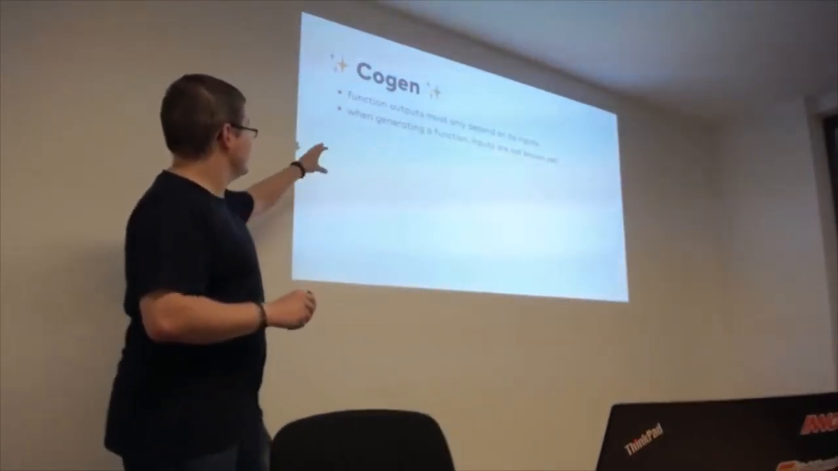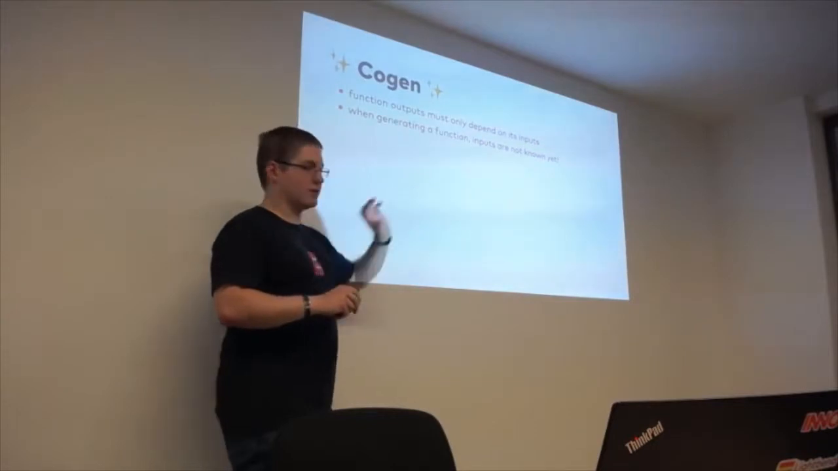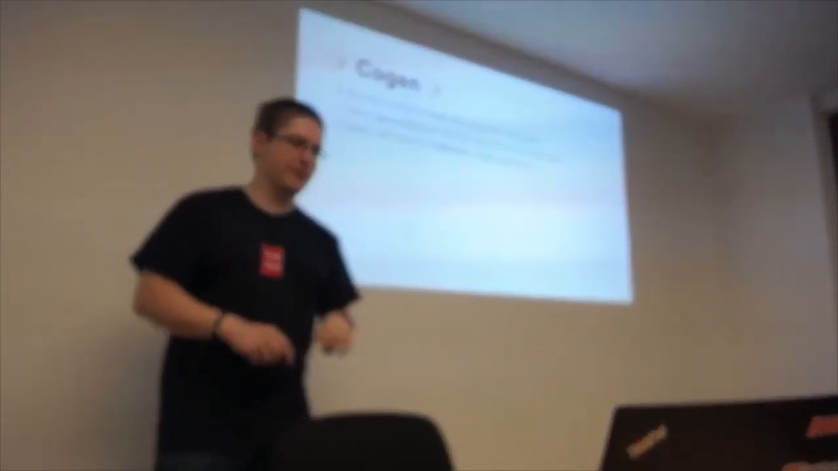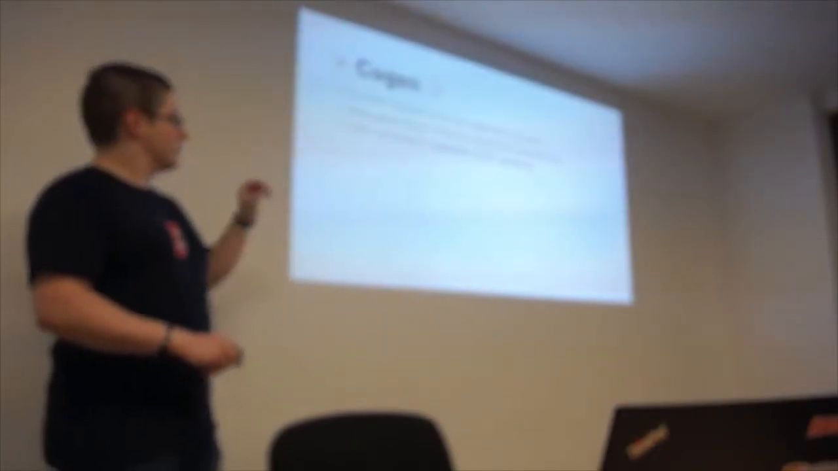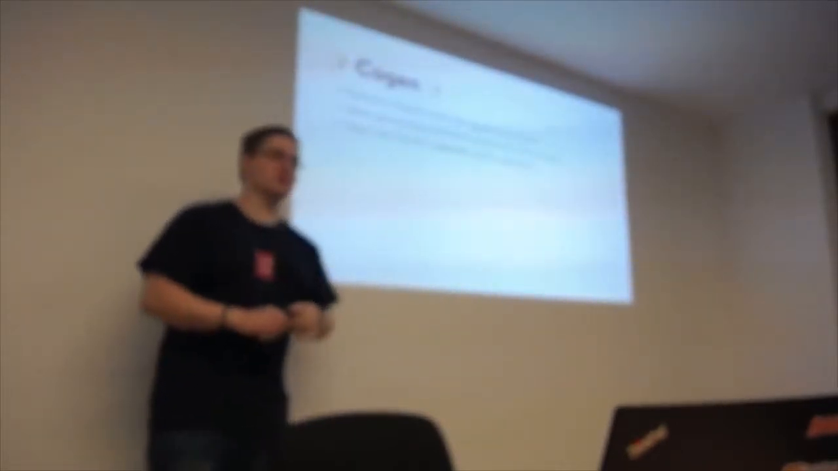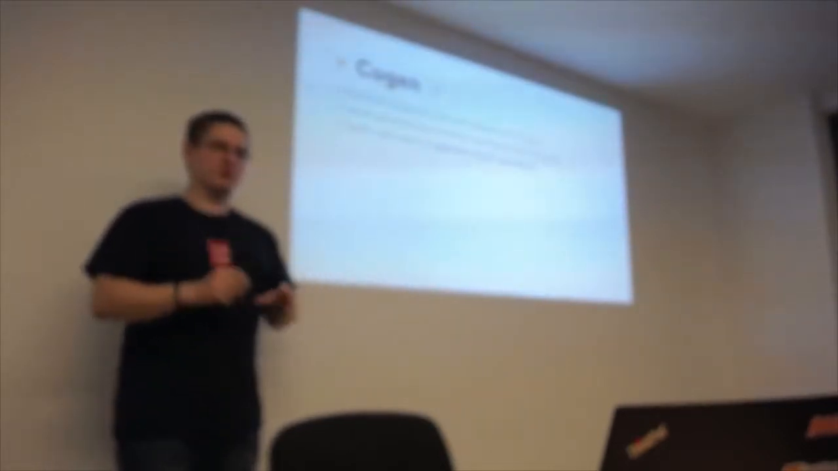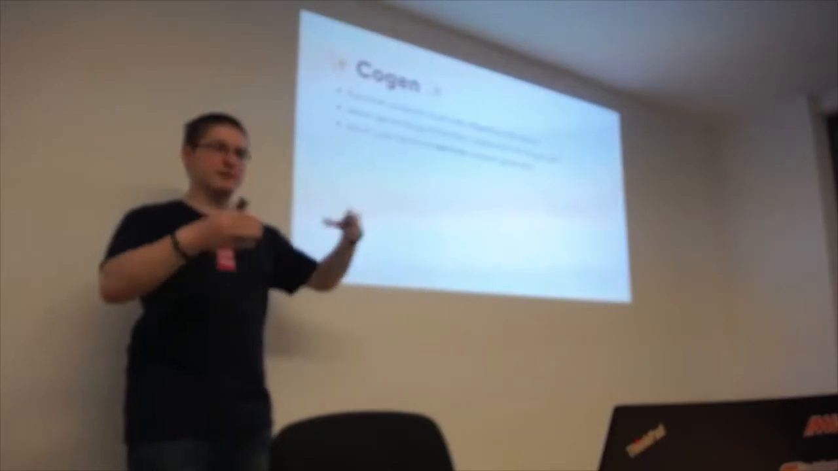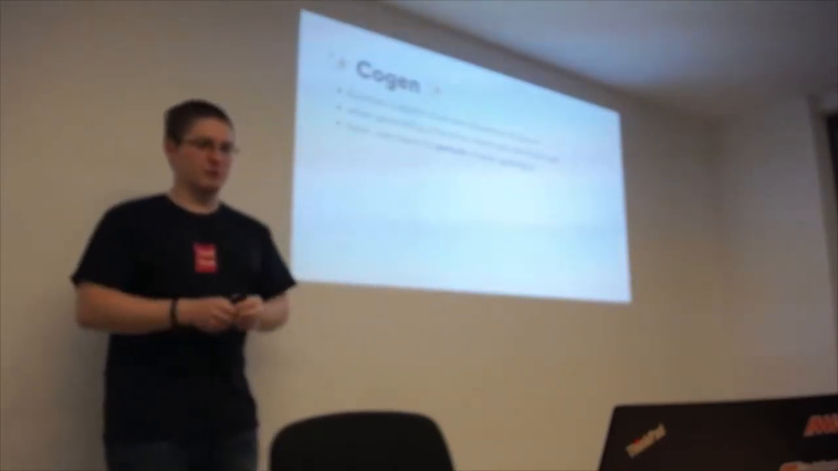And the problem is that when generating a function, the inputs are not known yet. So there's a trick that you can use. When the function is called, you take the inputs to perturb the random generator. So you have some kind of random generator, your function gets called, and then you somehow modify the random generator to give the thing that you want.